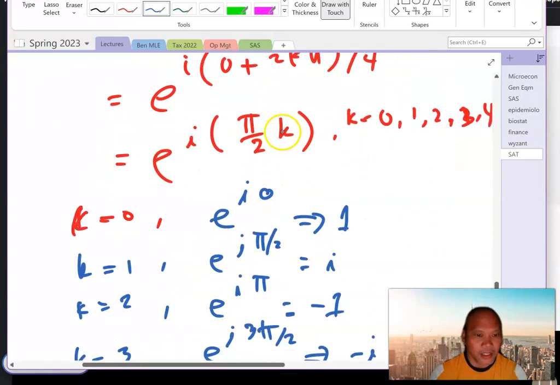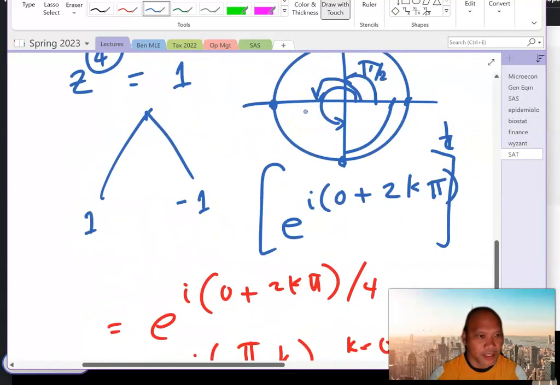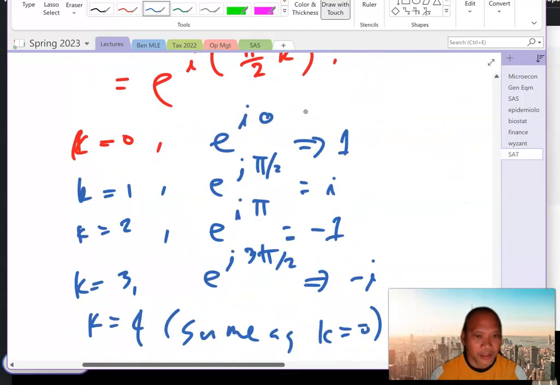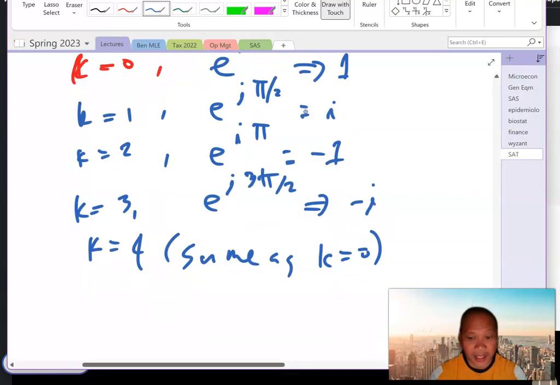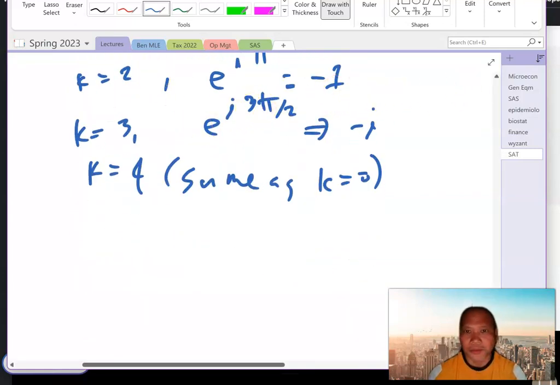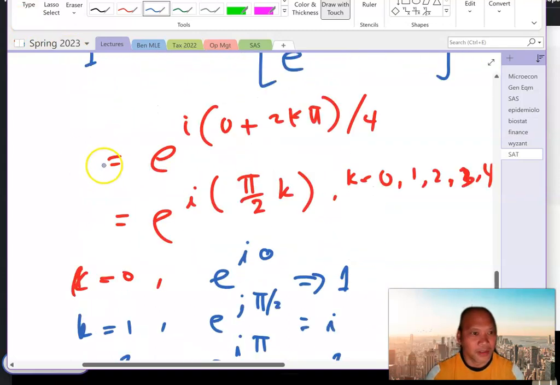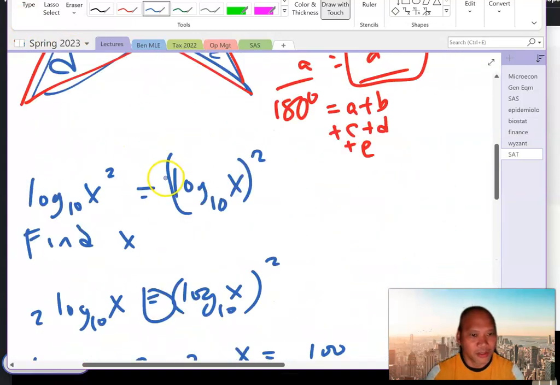So these are all the 4 roots of this simple problem, z to the 4th is equal to 1. You say z will be equal to 1, z will be equal to i, z will be equal to negative 1, and z is equal to negative i. So that will be one lesson in De Moivre's theorem, and we also have geometry, and we also have logarithm.